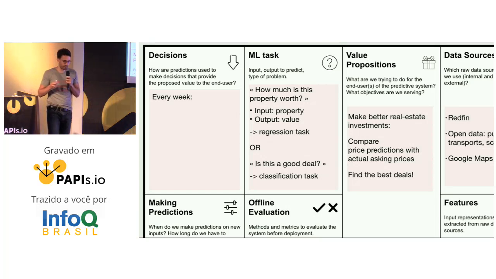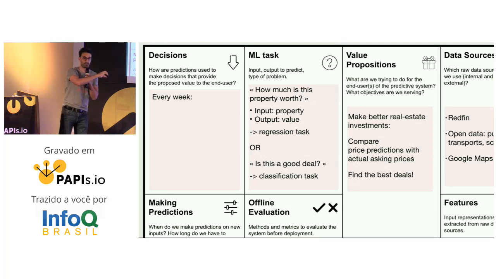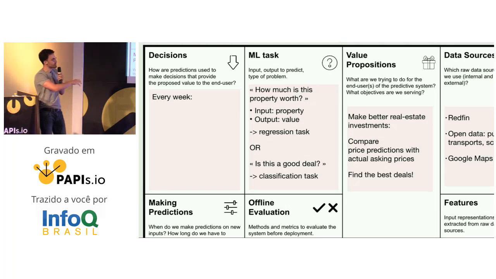Okay, so we've identified a machine learning problem, but then we still need to make the connection back to the value proposition. So how do you use predictions in order to make decisions to do things that change the world, right?